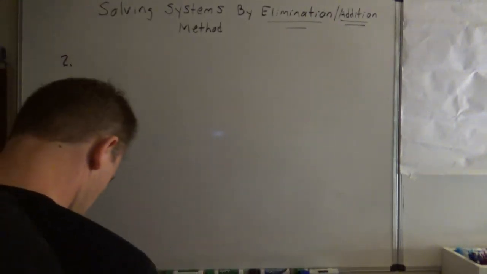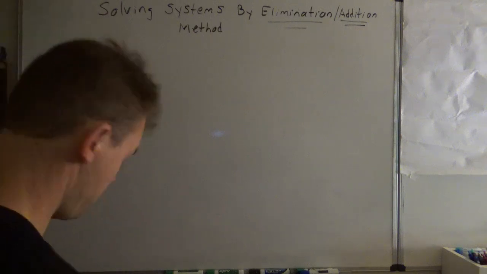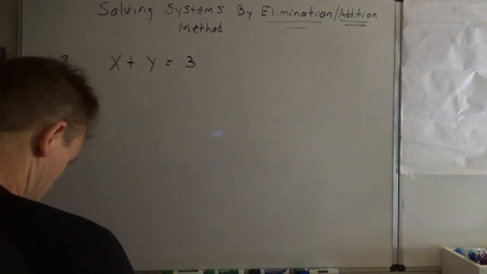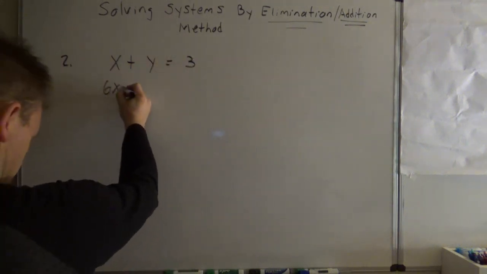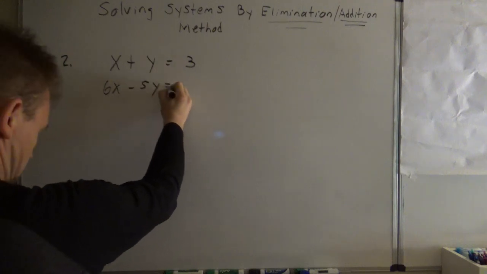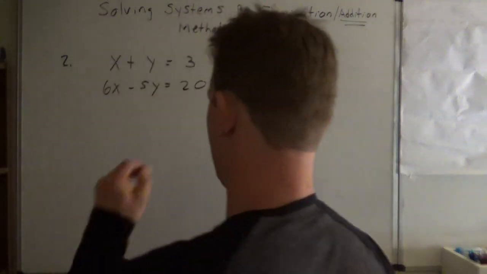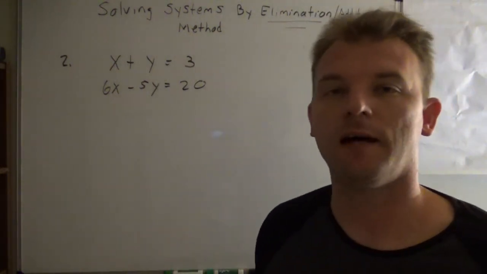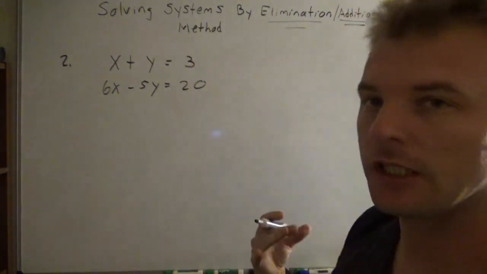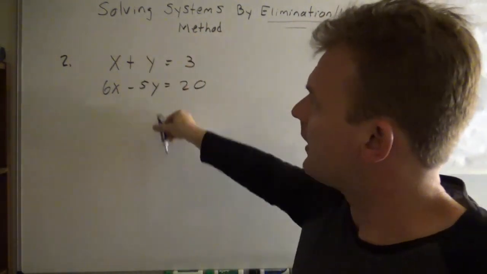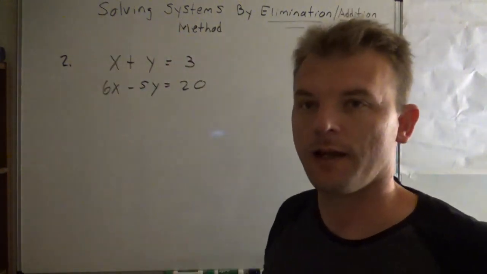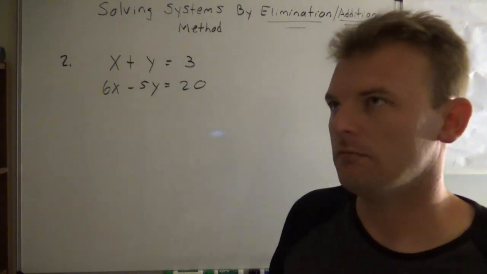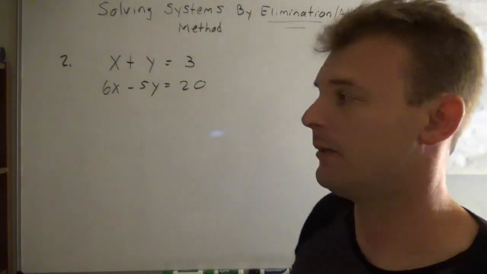Number 2, let's do one that actually works. So let's do x plus y equals 3, and let's do 6x minus 5y equals 20. Okay. This is pretty good to have it all lined up for us. We don't have to do any manipulation. All the equals are lined up, all the y's are lined up, and all the x's are lined up. Good. So this is a typical one you're going to see majority of the time, but it's not always perfect like that. You're going to have to do a little bit of manipulation.